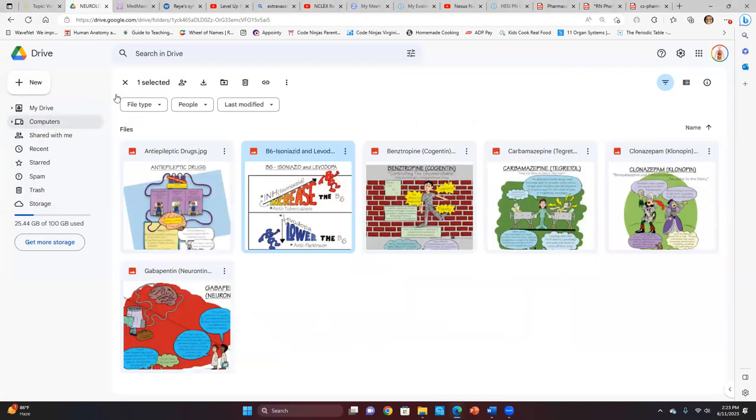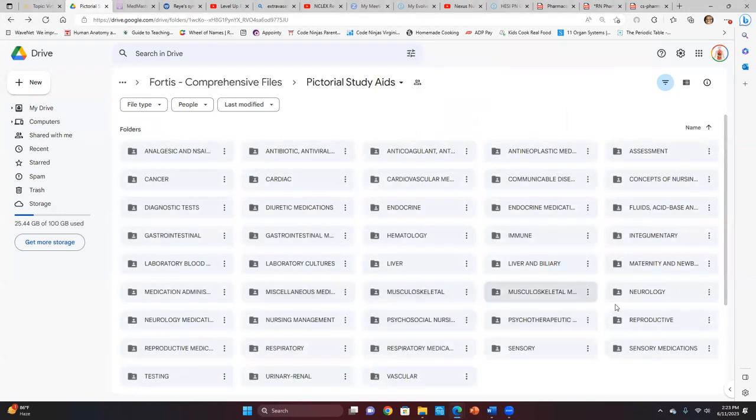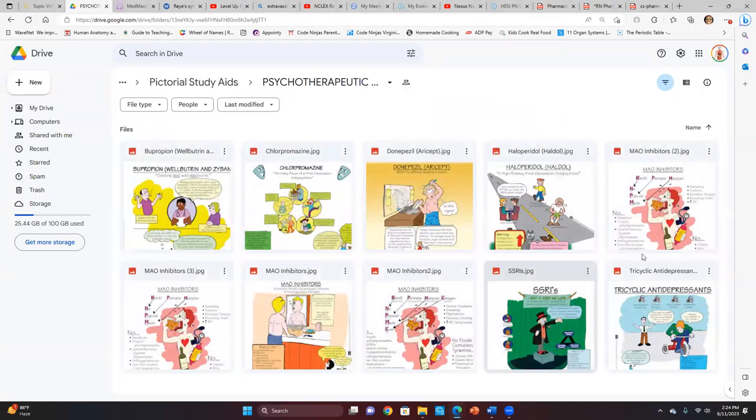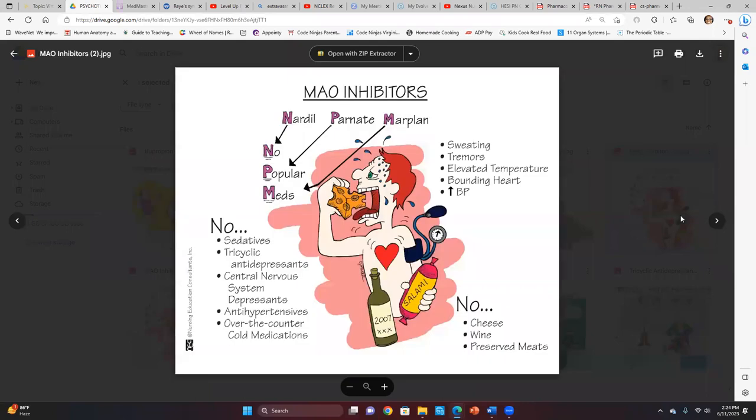Okay, so let me go to MAOIs, because MAOIs actually have very specific things that go with them. Really important are the dietary restrictions that go with MAOIs. If the patient eats foods that are high in tyramine, they can have a hypertensive crisis. Okay, so this is important.